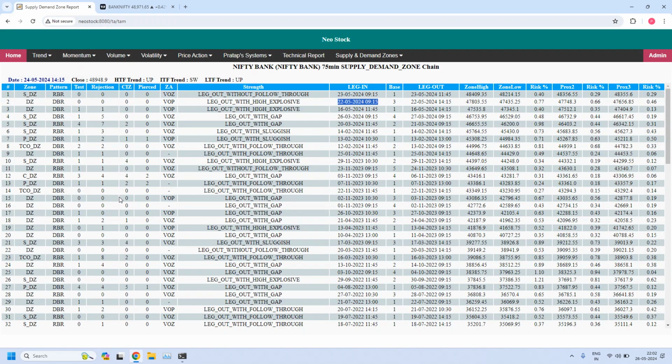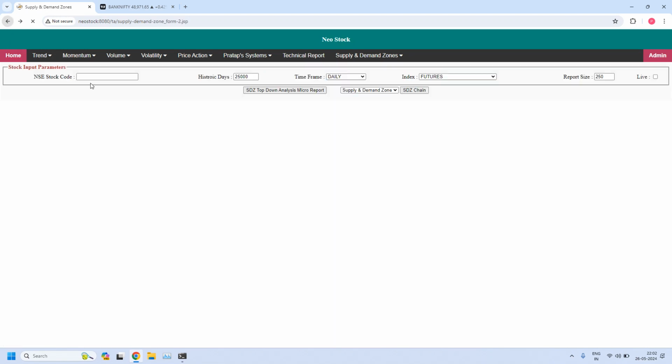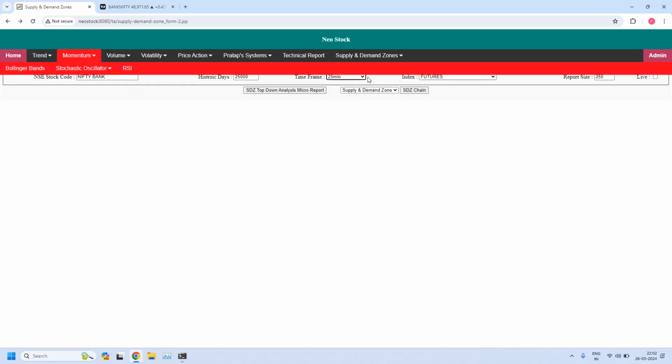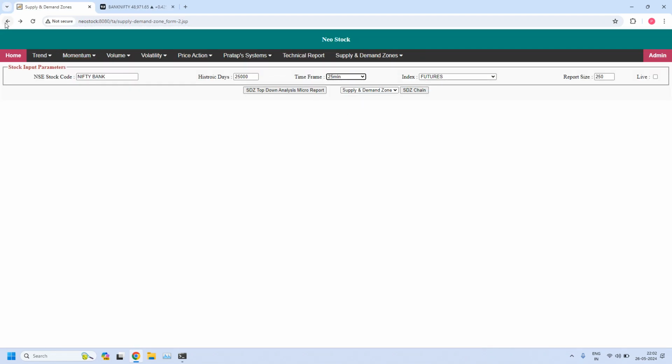Okay, now let's move on to the next time frame. 25 minutes only to check high liquidity zones, if any. But have we drawn any supply zones? Oh God. In 75 minutes, we drew only demand zones. Supply zones we didn't draw.